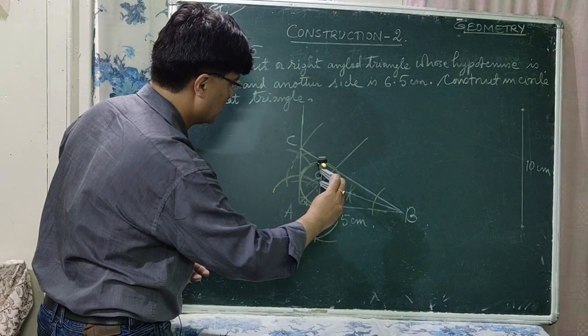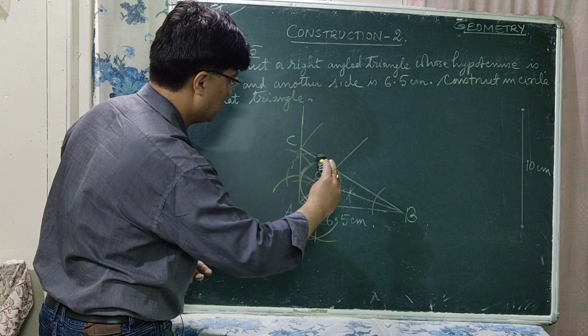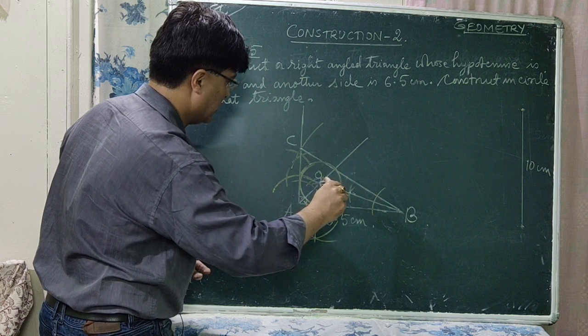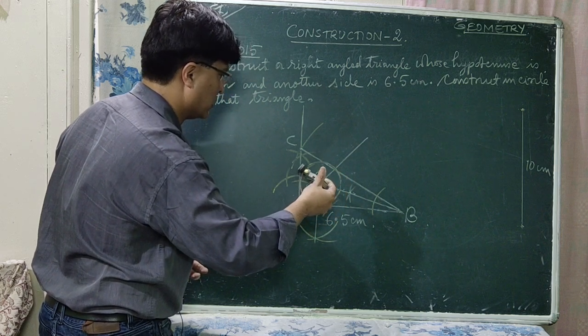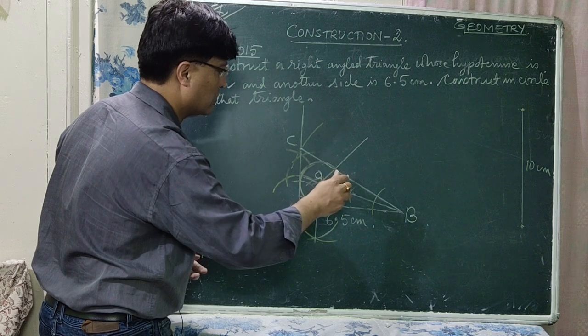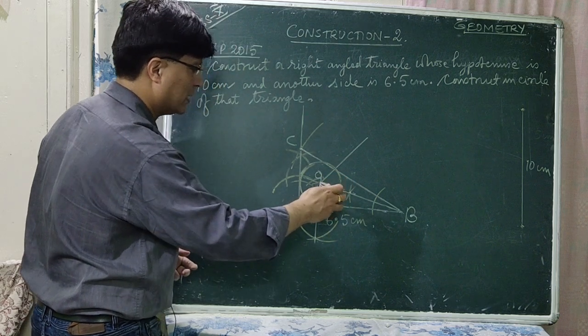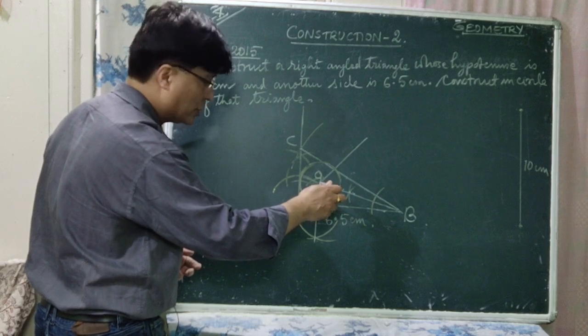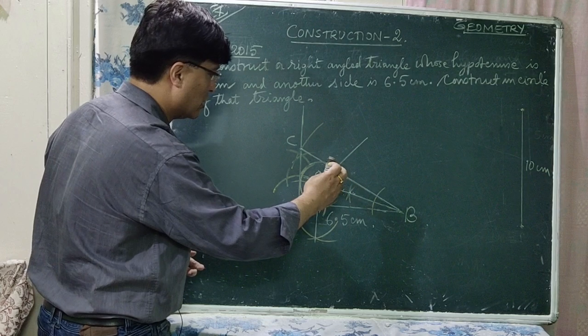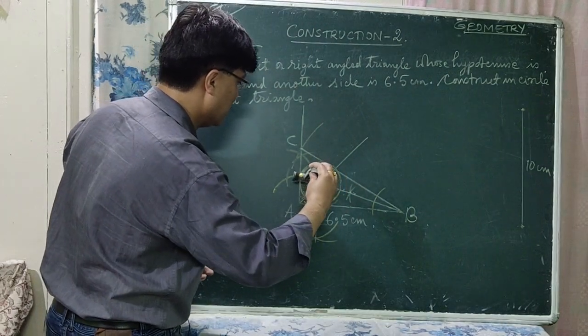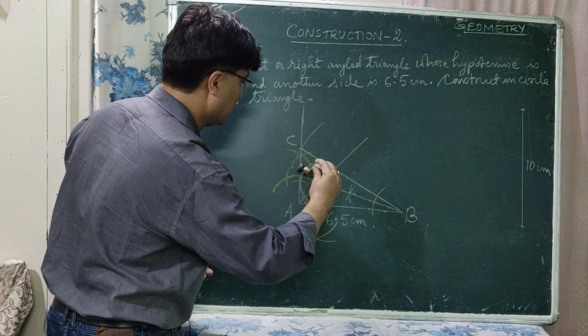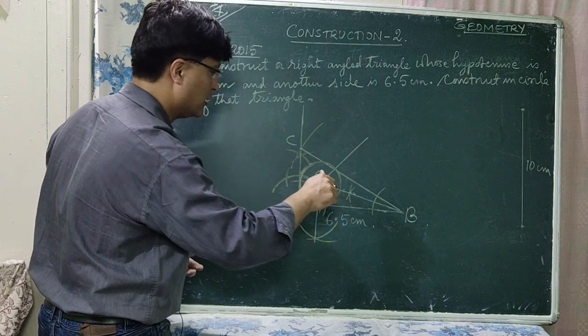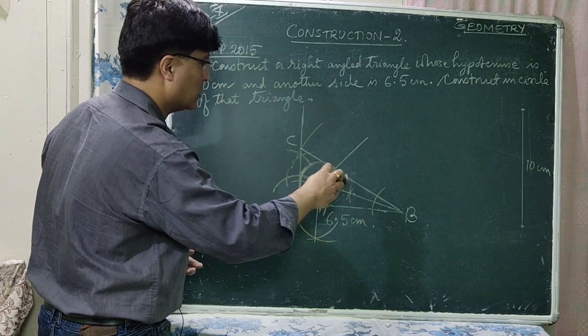Taking O as the center, draw a circle, not a semicircle, draw a full circle, okay? Taking O as the center and OD as the radius, draw a full circle out here. So this will be the incircle of the triangle ABC. Is that clear now? So this is the incircle.